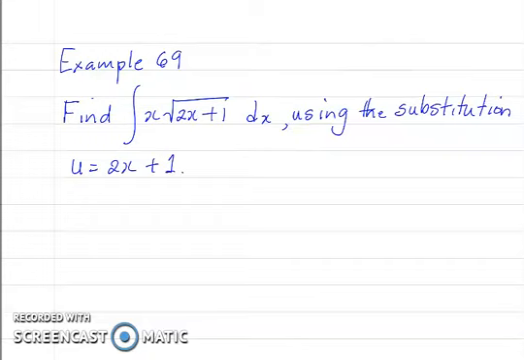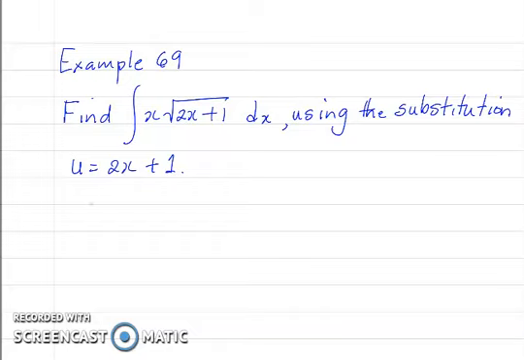All right, example 69 says, find the integral of x times the root of 2x plus 1, and of course, we're integrating with respect to x, using the substitution u equals 2x plus 1. So as we said previously, literally, we're going to replace all x in the integral with u. I know that u is equal to 2x plus 1, so wherever I see 2x plus 1 in the integral, I could take it out and put u.